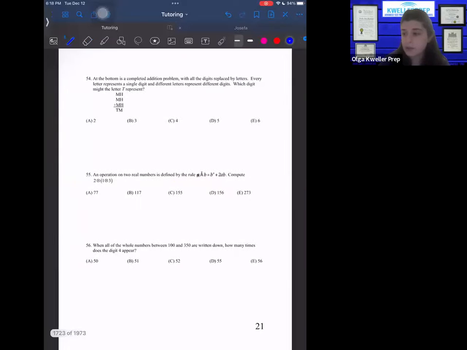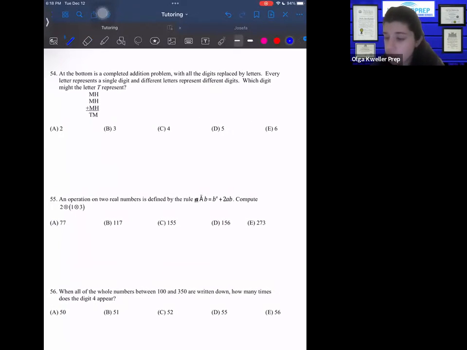Okay, so let's keep going. So we have a question like this where it's MH plus MH plus MH, and our answer ends up being TM. And each letter represents a single digit. Different letters represent different digits. And our letter of interest is T; they want us to tell them what the letter T might represent.